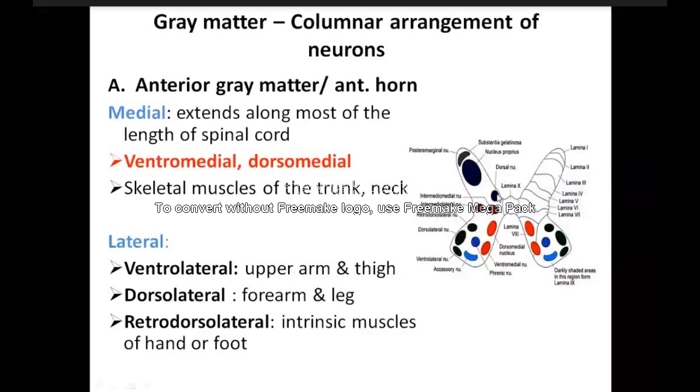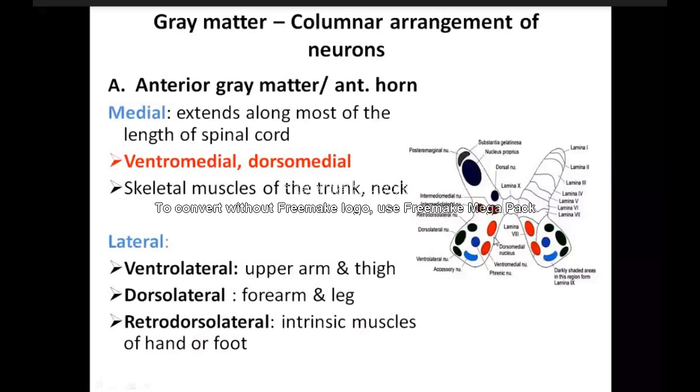All of you should practice this, the gray matter of the spinal cord. Now, what are the neurons present? You should draw this diagram. So, in the anterior horn, there is ventromedial and dorsomedial, and it mainly supplies the muscles of the trunk and neck. I'll come to the lateral.